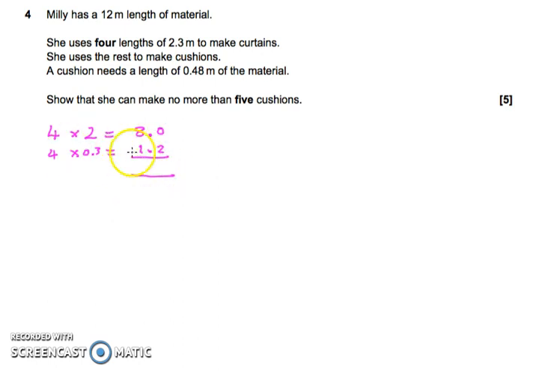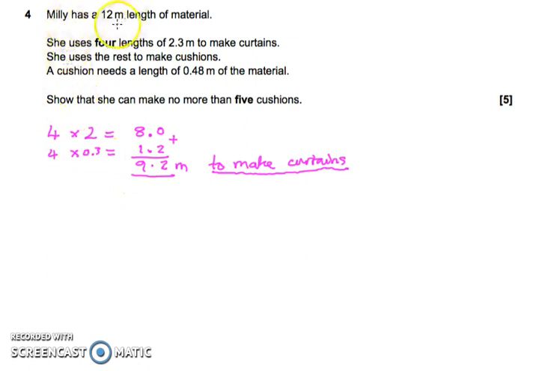I think, exclude the units for the time being, and we're just going to add those numbers together. So we've got 0 plus 2 is 2, and 8 plus 1 is 9. So far she has used 9.2 metres to make the curtains. All right, you don't have to write that down. It's just helpful to see what you're working out as you're going along. That's not something for the examiner. That's just for you to keep track of what you're doing as you're going along.